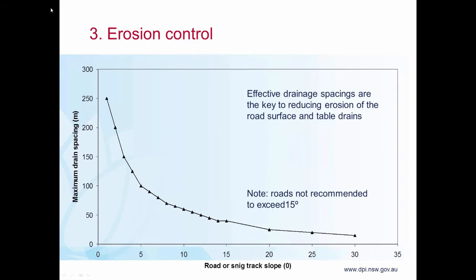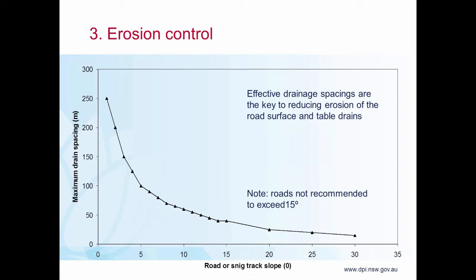So, the principles of erosion control. Effectively, drainage spacings are what we use mostly to reduce erosion of the road surface and the table drains. This has been the case for a number of years. This particular figure here shows the recommended maximum drain spacing for a given road or track slope, and it's actually for the north coast of New South Wales.